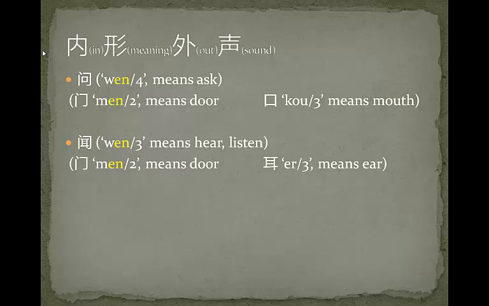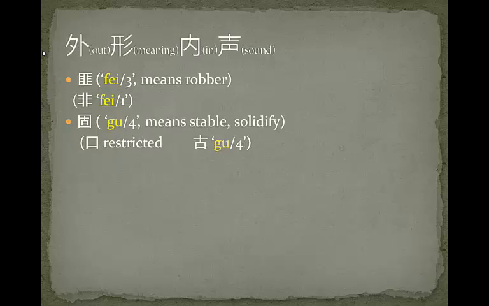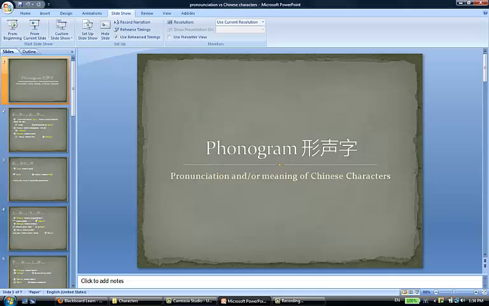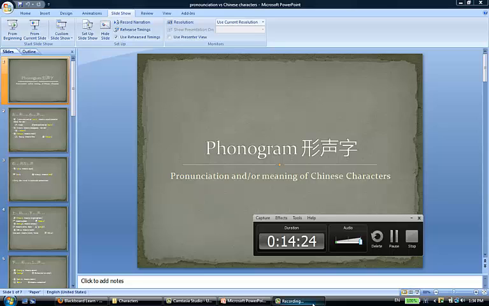And then there are some characters whose structure is divided up into inner parts and outer parts. The first one for this kind of category is 内形外声. The inner part indicates meaning and the outer part indicates pronunciation. And we shift again, 外形内声. The outer part indicates meaning and the inner part indicates sound or pronunciation. Alright, that's all for this tutorial. I hope this will help you guys memorize the characters, the structures, pronunciation, as well as meaning.